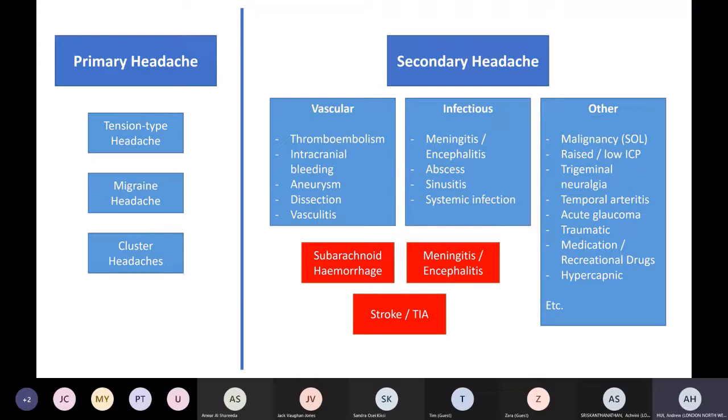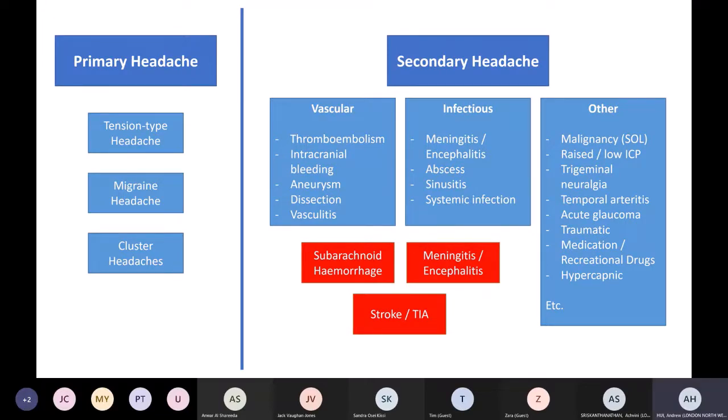But I've put in those little red boxes some of the emergency headaches which you should not miss in your SBAs. Of course, your subarachnoid hemorrhage causing a thunderclap headache. But in the question, they're not going to use the word thunderclap. That would give it away. They'll talk about worst ever headache, which rises to maximal intensity in a matter of seconds. It's a sudden onset. And sometimes they describe it as like a bat has been hit across the back of the head. So it's a severe occipital headache.